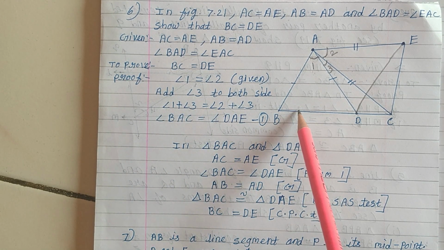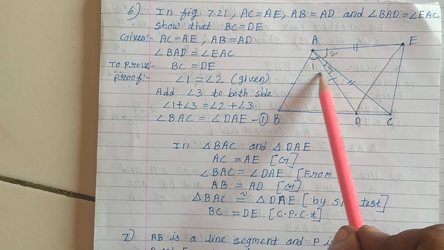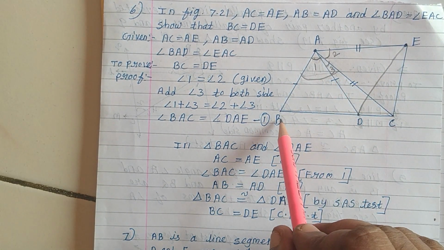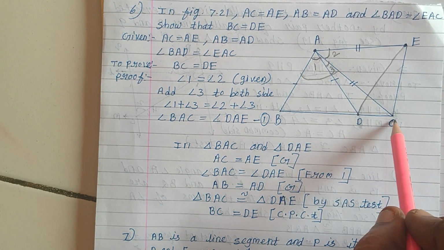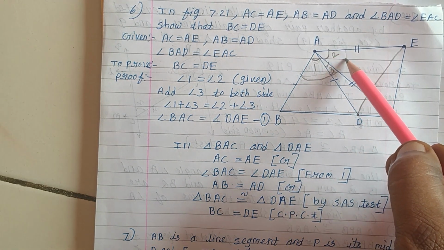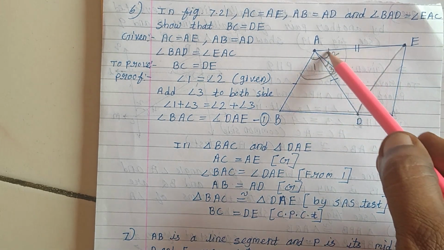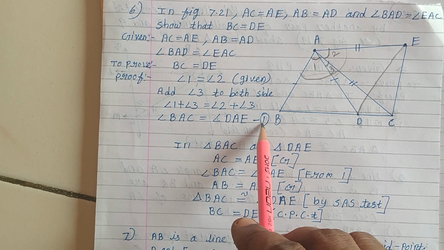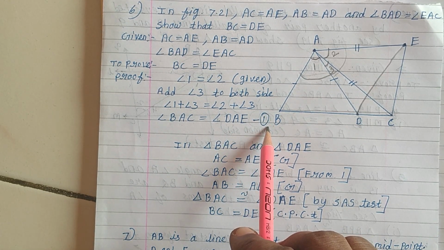Now angle 1 plus angle 3, angle 1 plus angle 3. Okay, this I am drawing, angle 1 plus angle 3. This will give us the full angle BAC. Okay, and angle 2 plus angle 3 will give me full angle DAE. That is why angle BAC is equal to angle DAE. Give the equation number 1.